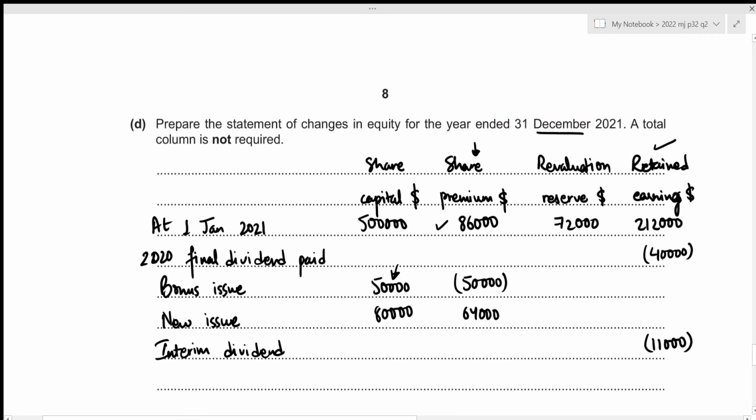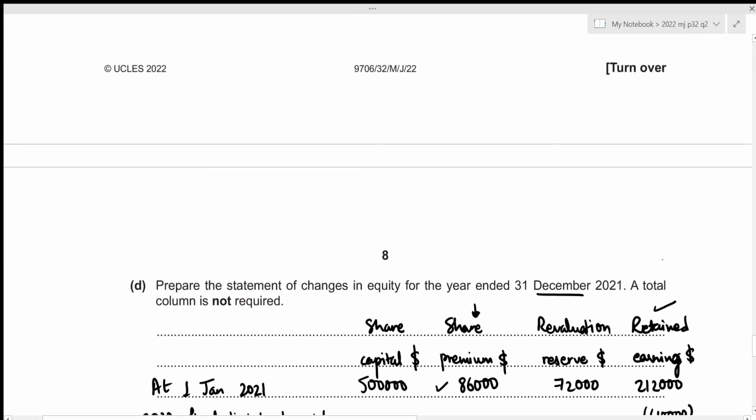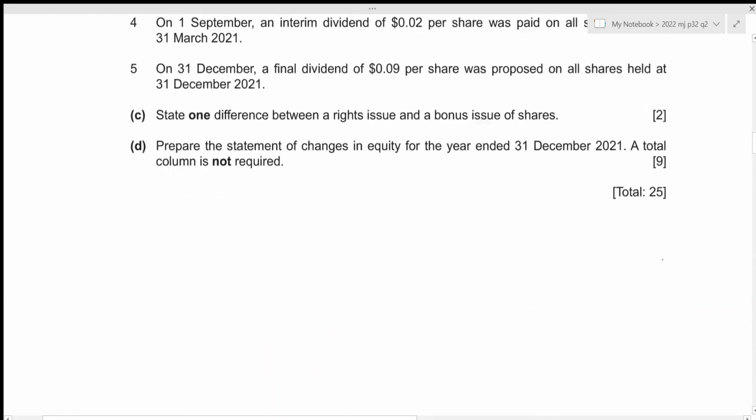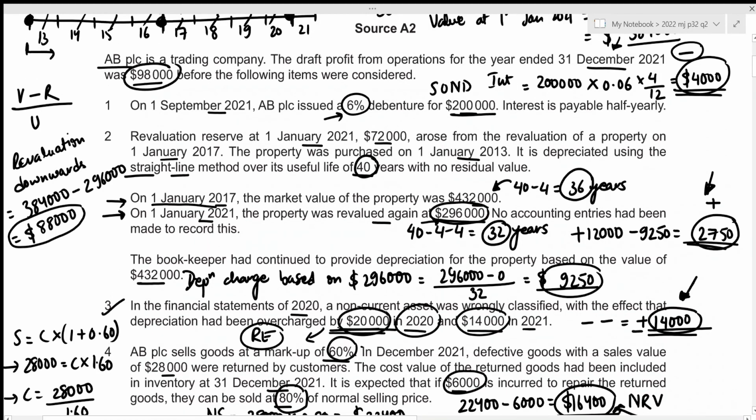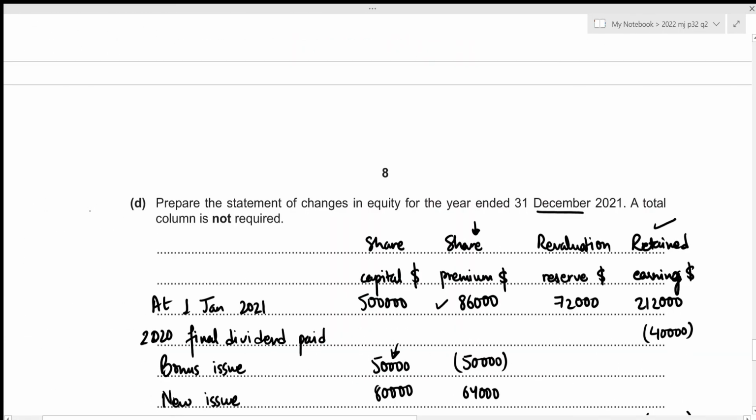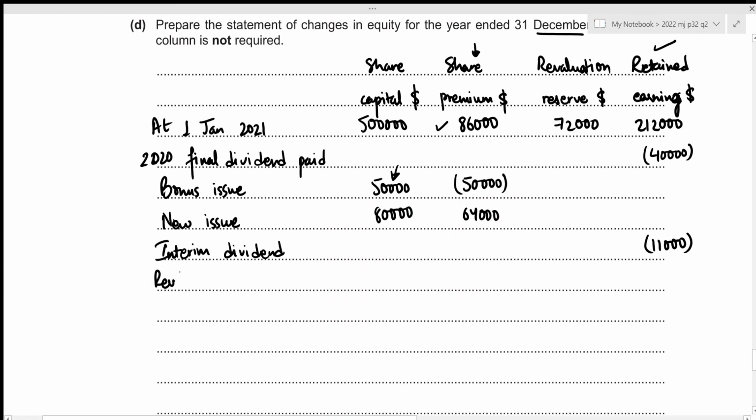All right. Now we are given revaluation reserve, and there was information regarding revaluation above. So let's have a look there. We have already figured out that there should be a revaluation downwards of 88,000, and revaluation downwards is basically the revaluation loss, which should be subtracted from our revaluation reserve. So let's subtract this amount of 88,000. Now this is revaluation loss. And we can see that the opening balance of revaluation reserve is 72,000, which is lower than 88,000.